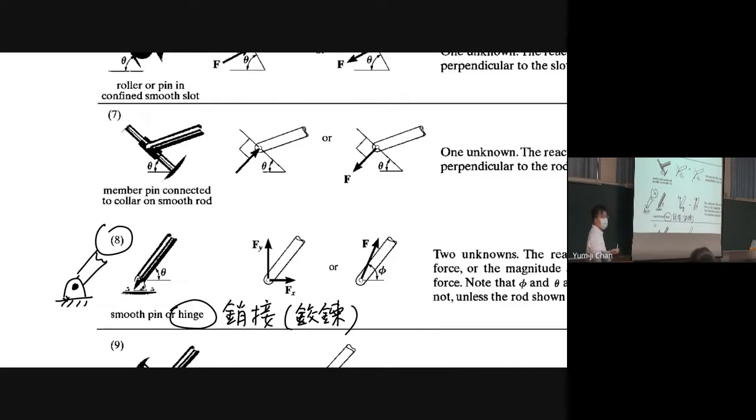In this case, this bar can rotate about this point, but can it move to the left or to the right? No. And can it move up or down? No. So it means the movement in these two directions is prevented. It means we have two support forces, in X direction and Y direction.